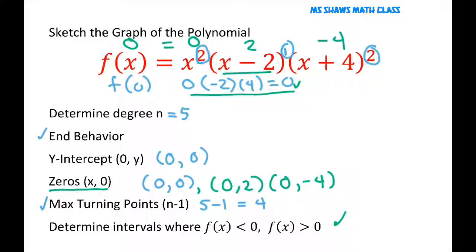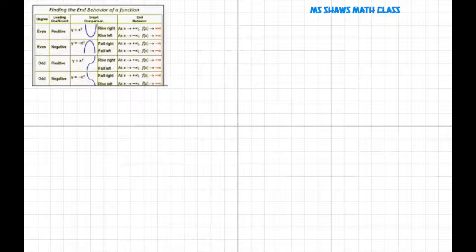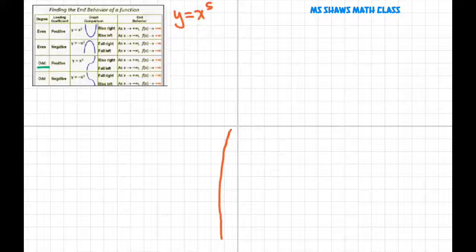So let's talk about end behavior. Remember, our degree is 5, and also it's positive. Since our degree is odd, it resembles our graph of y equals x to the 5th, a quintic function. So that's where it's very steep but really flat in here. And we don't really care so much about what this graph looks like, except where it starts and ends.